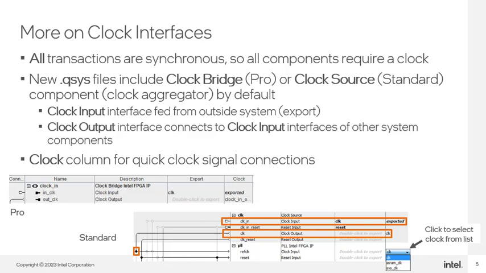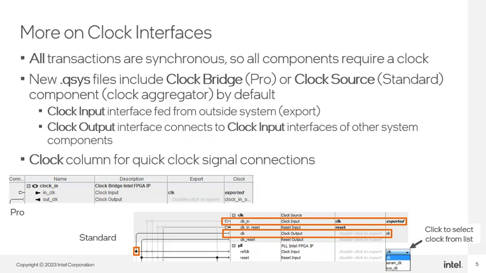To simplify the process of setting up clocks for all components in the system, you can use a clock source component or a clock bridge. All new .qsys files created in the Standard Edition include a clock source component, while new systems in the Pro Edition include a clock bridge. Both components operate identically, and you can remove the component if you don't want to use it.